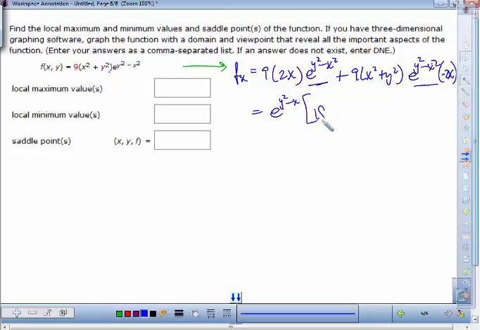And then I have 18x. And then a minus 2 times 9 is 18, x to the third. And then a negative 18 x y squared. And then I have to set this equal to 0. All right, I'm not liking this already.